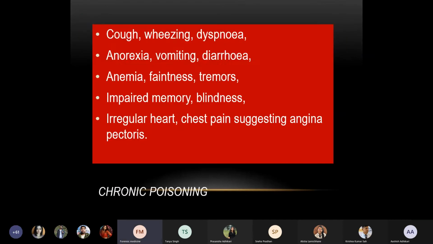Chronic poisoning symptoms that we see: cough, wheezing, dyspnea, anorexia, vomiting, diarrhea, anemia, faintness, tremor, impairment of the memory, blindness may occur, and the heartbeat becomes irregular. There will also be chest pain, which may be mistaken as angina pectoris.